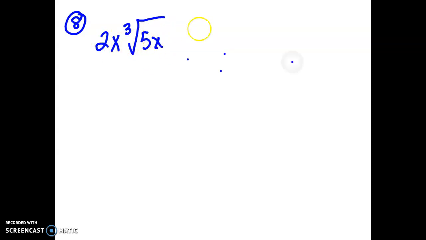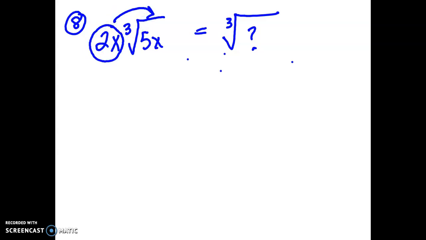Okay, and so for number 8, we want to know what the value is going to be. We've got 2x and we've got the cube root of 5x. Don't get confused, that's not x cubed, it's the cube root of 5x. So to figure out what would go underneath the radical to make it true, we've got to take what's on the outside, this 2x, and put it back on the inside.